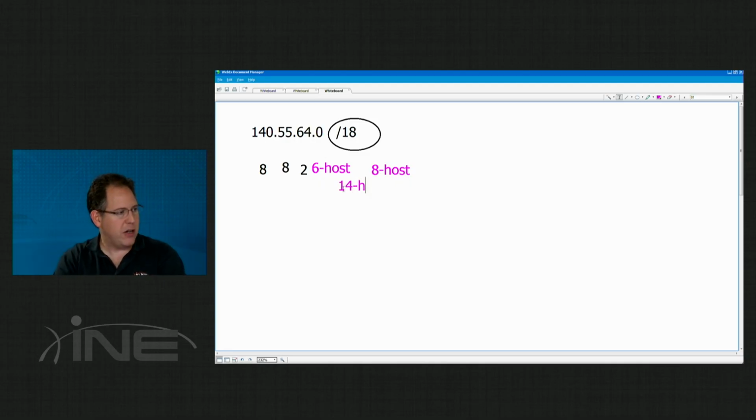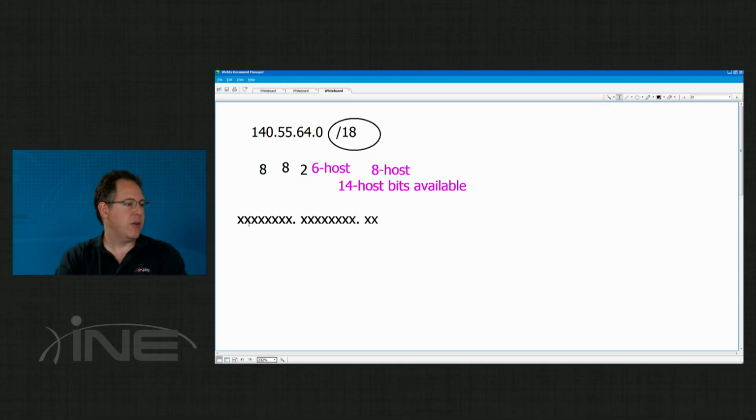So I've got 14 host bits available. What this is showing me in this particular case is 1, 2, 3, 4, 5, 6, 7, 8. 1, 2, 3, 4, 5, 6, 7, 8. 1, 2. So I can't touch those. This is what they've given me right here. So I'll just say this is untouchable.